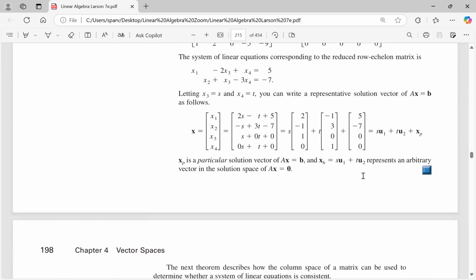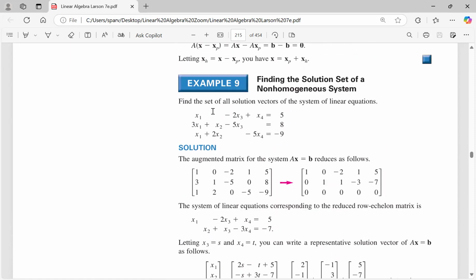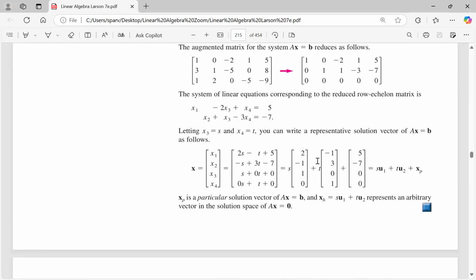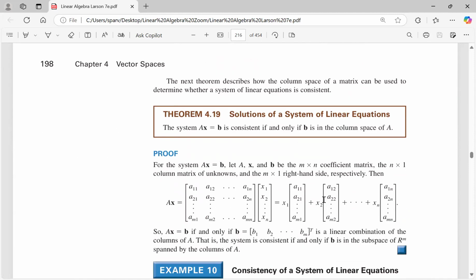And so there you have it, the particular solution. And the solution to the homogeneous system is going to be these 2. Combined together, they form the solution to the system, the set of all solution vectors of the system. And there you have that one. Again, we'll do our own examples in just a moment, folks.